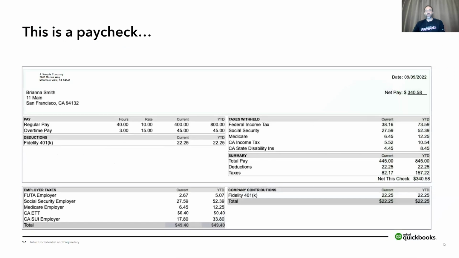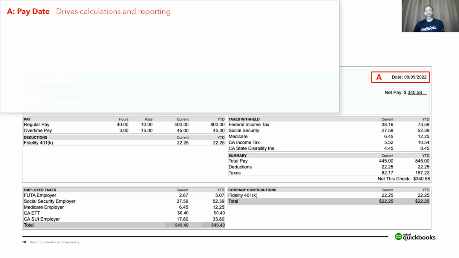So here's the sample paycheck that we'll be looking at today. Your paycheck may or may not look just like this, but there are some key elements that all paychecks will have, such as the paycheck date. Now, this date drives the calculations and reportings for the payroll.